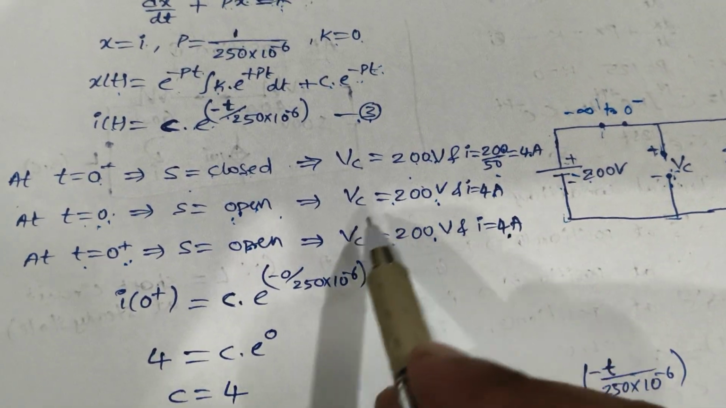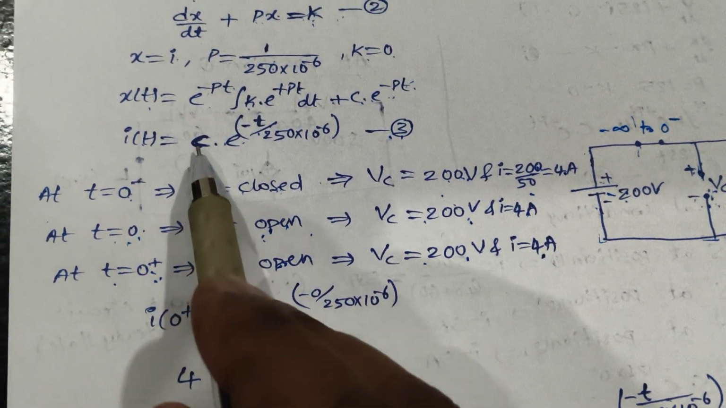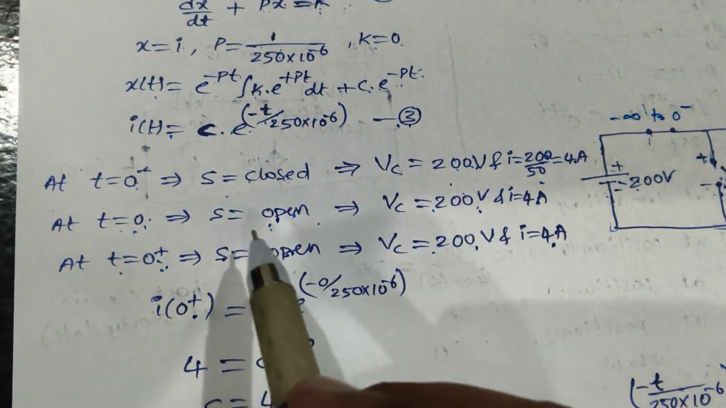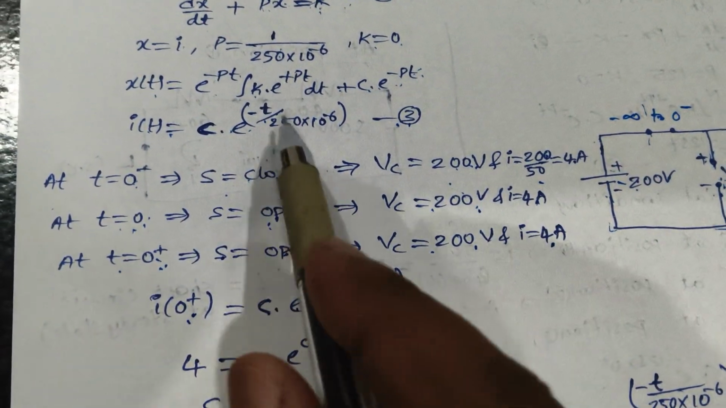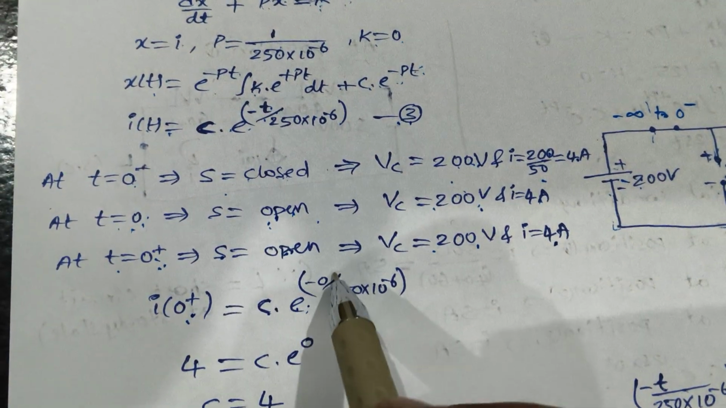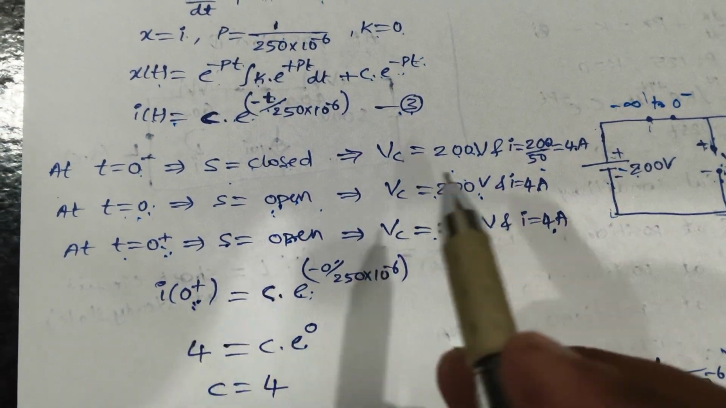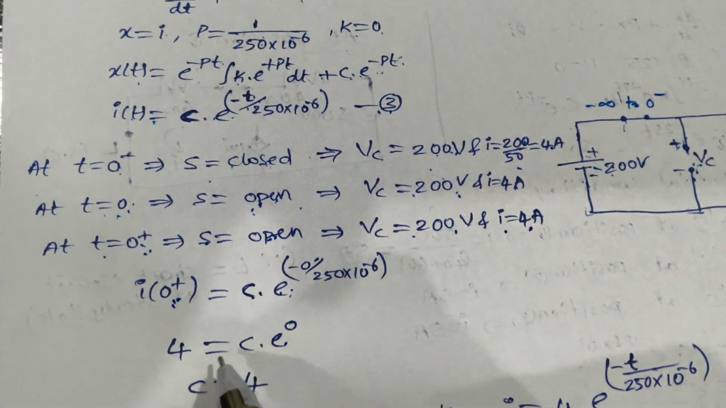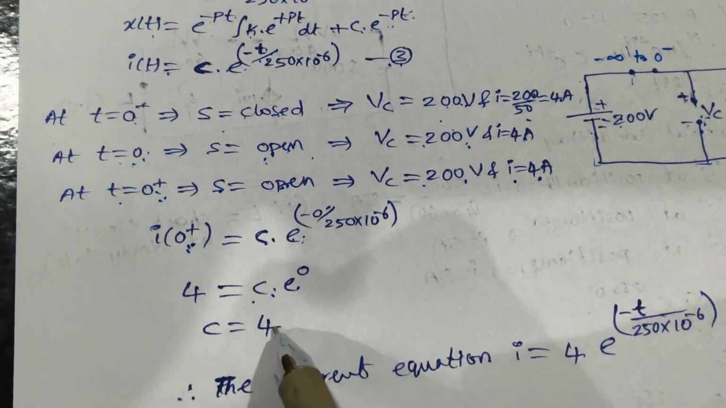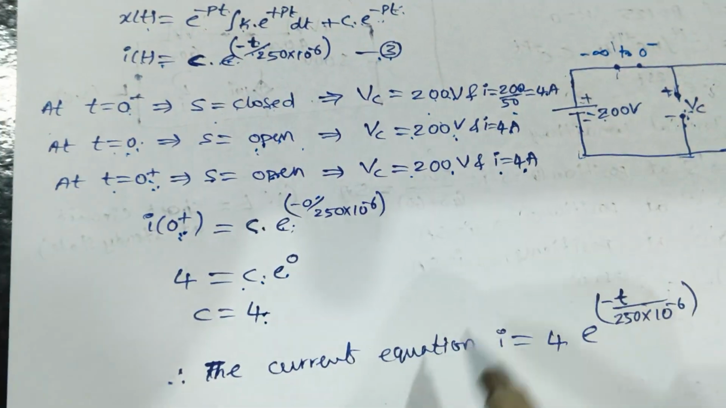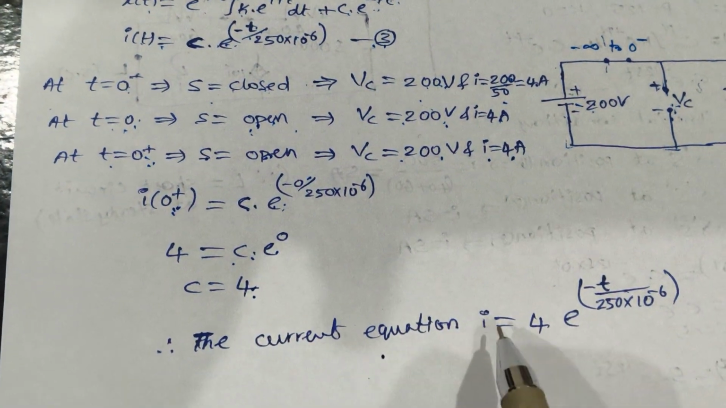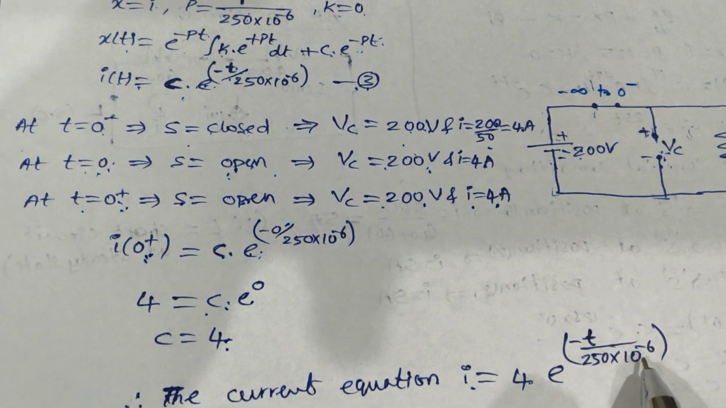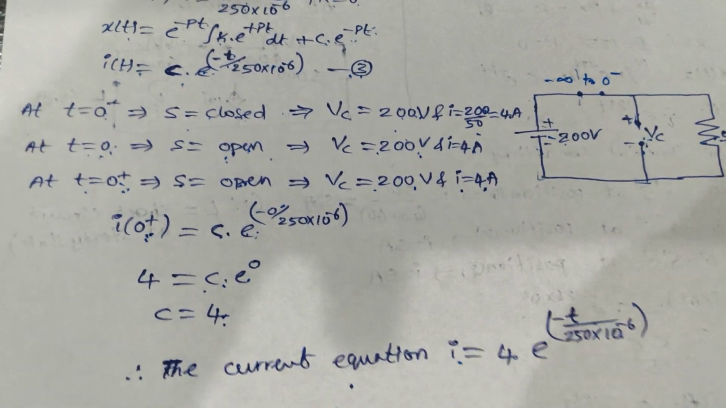I'll use these initial conditions, t equal to 0 plus, and substitute in the third equation. If I substitute t equal to 0 plus, I of 0 plus is equal to c into e power 0, and e power 0 is nothing but 1. So what is I of 0 plus? 4 amperes, the loop current. So 4 is equal to c, that is c is equal to 4. Substituting c equal to 4 in the third equation, the final current solution is I equal to 4 into e power minus t by 250 into 10 power minus 6. This is all about the problem. Thank you all.